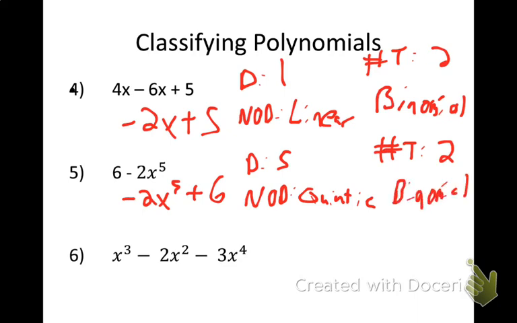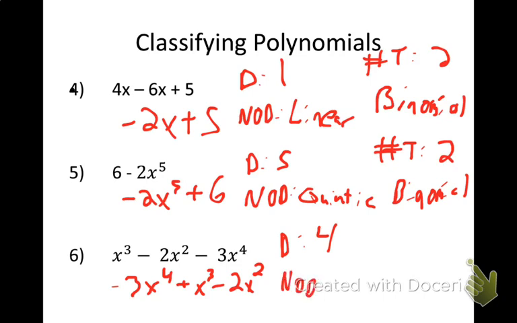Good question. Number 6. Standard form. Phil, what do you get? How about plus x to the third minus 2x squared, right? Okay. Degree is what, Jack? Quartic. That is a quartic.